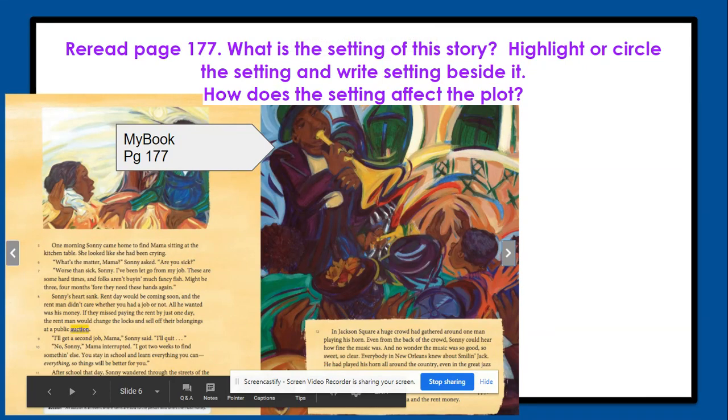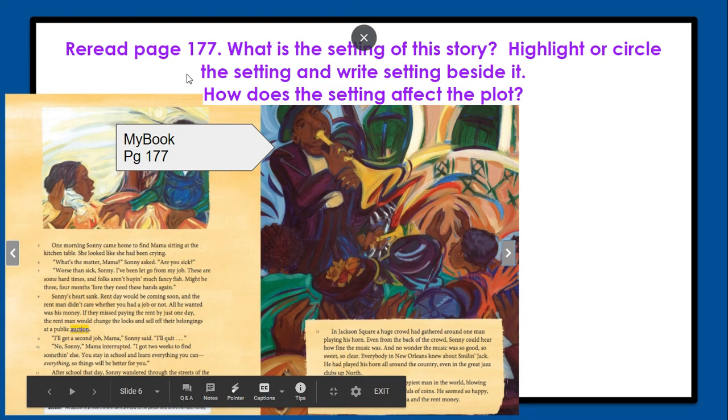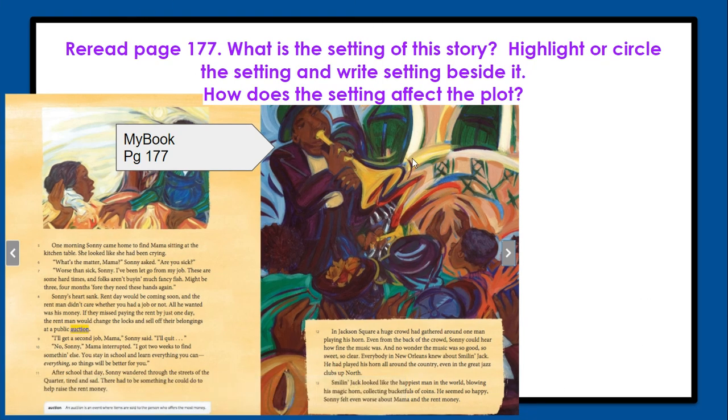Okay, you should have your reading textbook out to do this activity. It says reread page 177. What is the setting of this story? Highlight or circle the setting and write the setting beside it. And how does the setting affect the plot? So I'm going to start by rereading page 177.